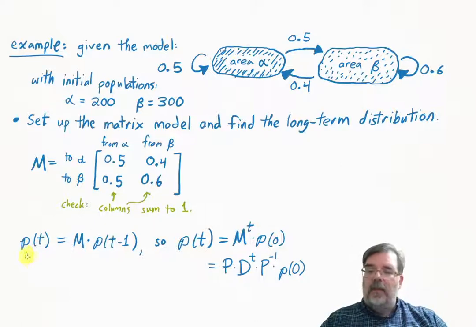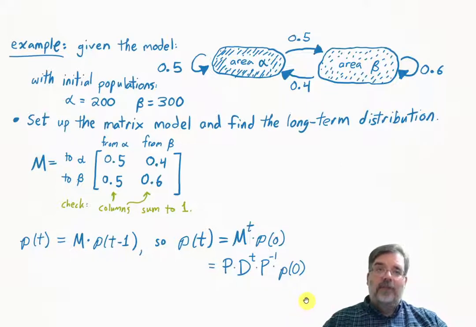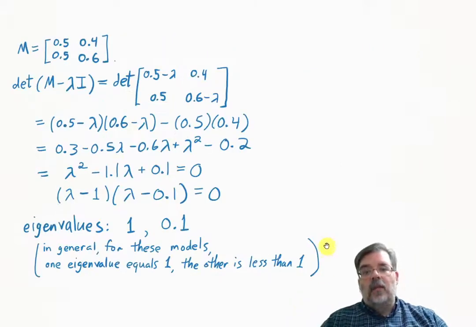The equation we can write as, just like before, this will always be the case for migration models, P of t is equal to the matrix M times P of t minus 1, which means, for the same reasons we discussed before, P of t can be written as the matrix M to the power t times the initial population P of 0, or if we diagonalize this, P times D to the t times P inverse times the initial population vector P0. So we need to calculate the eigenvalues and eigenvectors of this matrix.